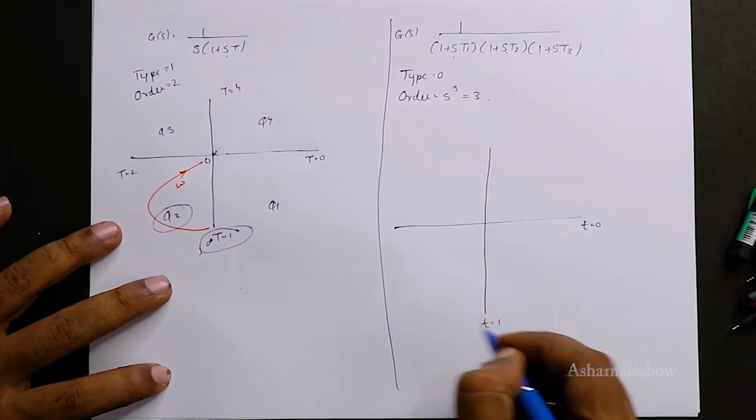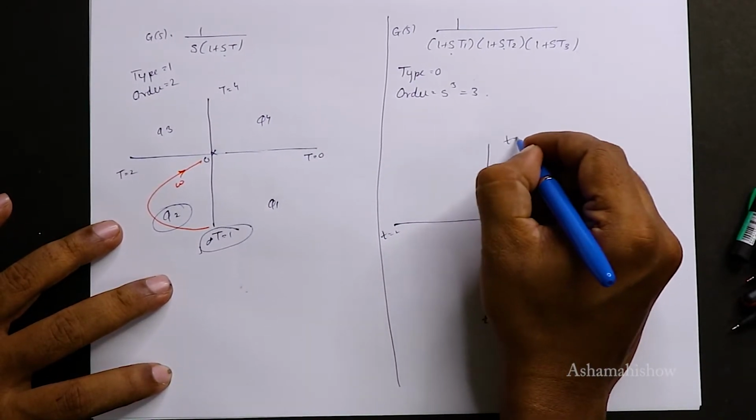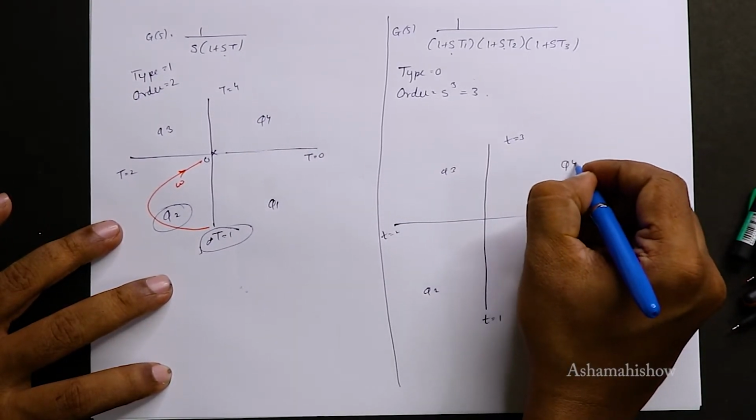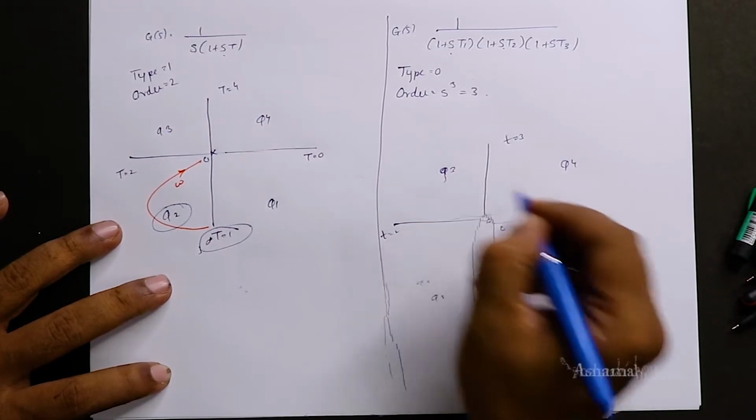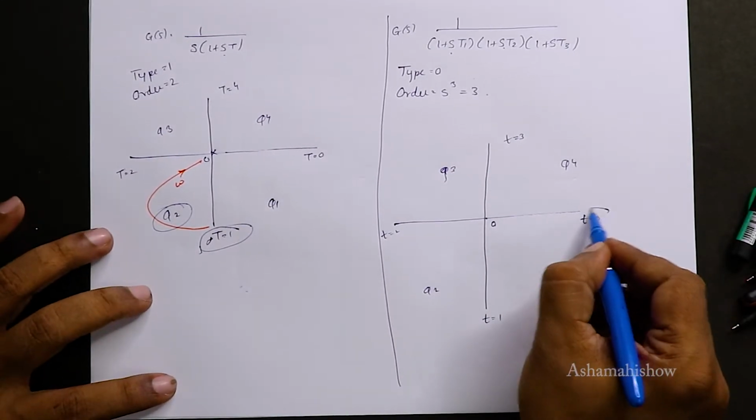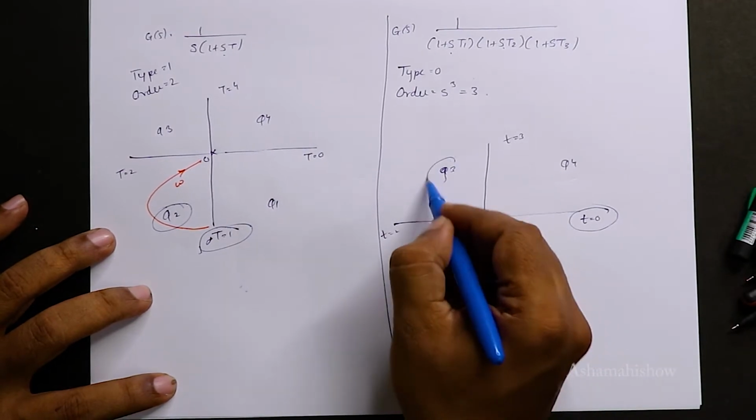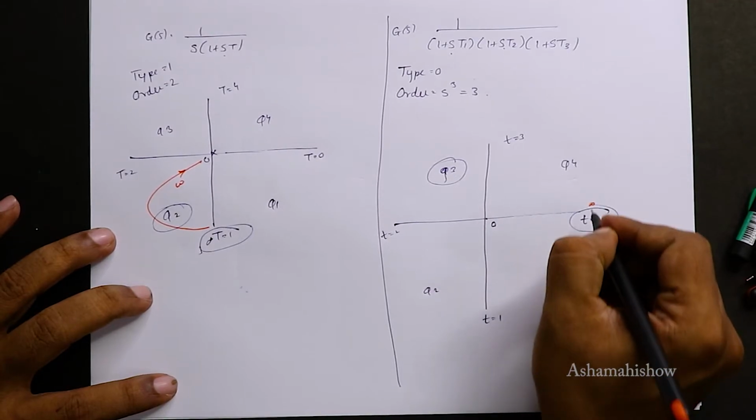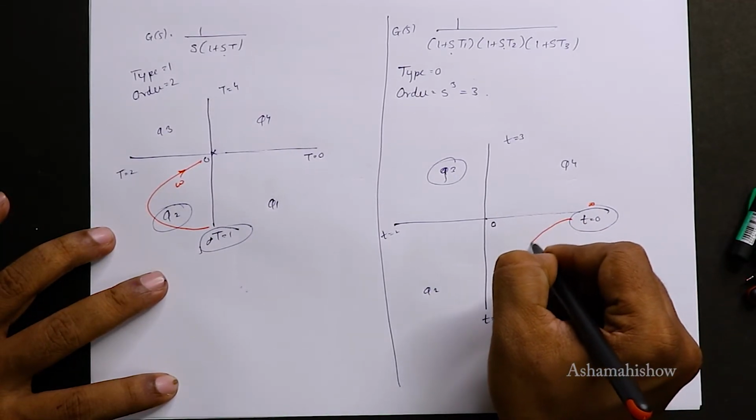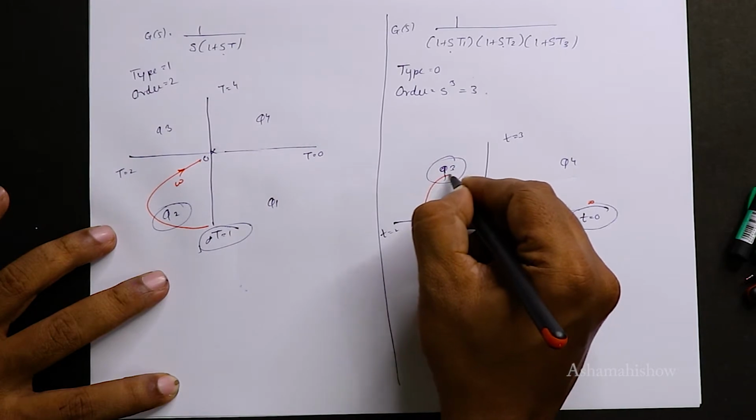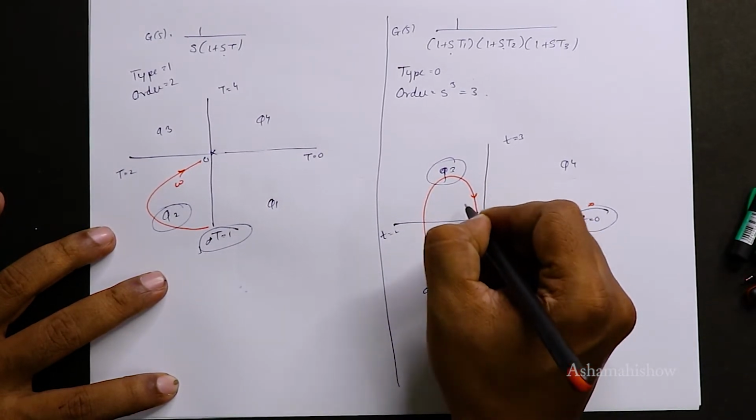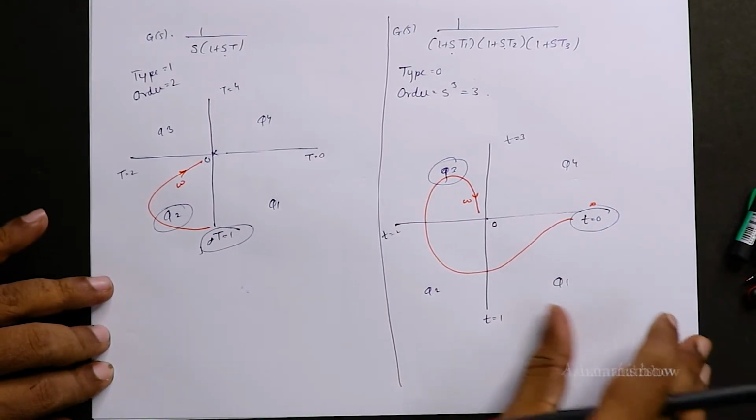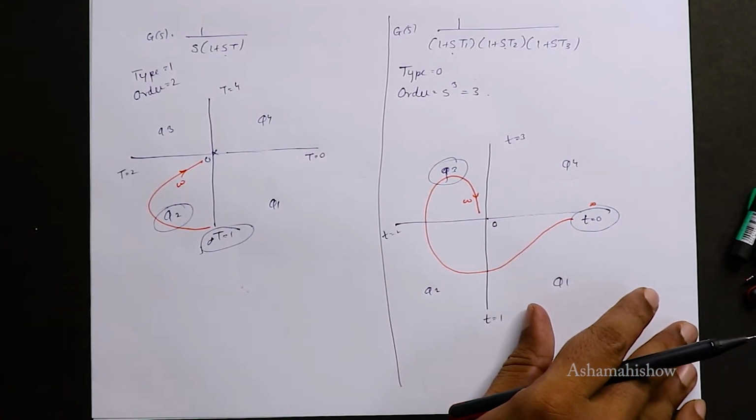Type 0, type 1, type 2, type 3, quadrant 1, 2, 3, 4. This is the origin O. Okay, so type 0 and order 3, you need to plot here. So now your graph will be traveling from infinity, right? It travels here and approaches 0 at quadrant 3. So this is type 0, order 3.